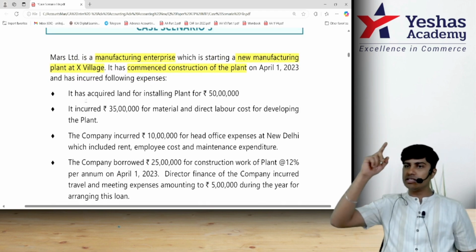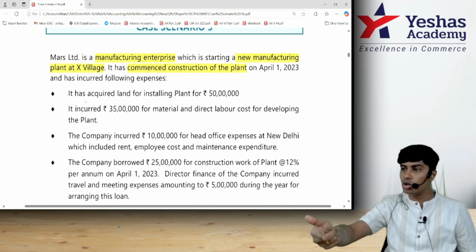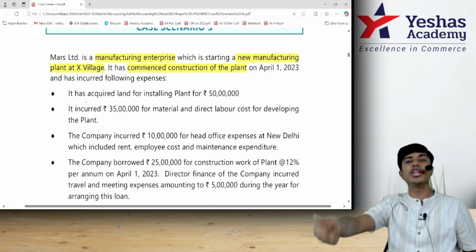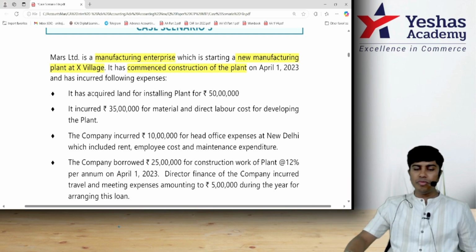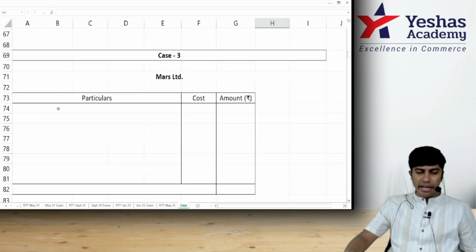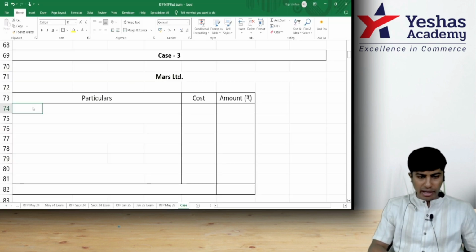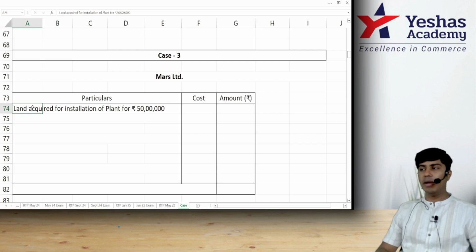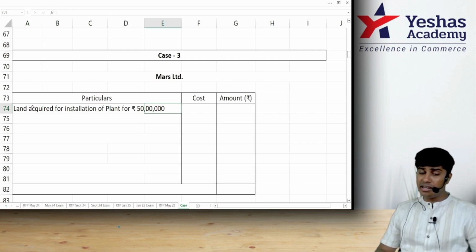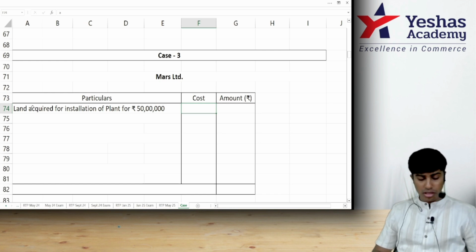Remember, certain expenses can be included in the cost of the plant, and certain expenses cannot be included in the cost of the plant. Same thing is what we're going to discuss now. It acquired land for installing the plant, 50 lakh rupees. If you acquire a piece of land for the purpose of construction of a plant, is that value of the land included in the cost? The answer is no, it should not be included in the cost of the factory or plant.